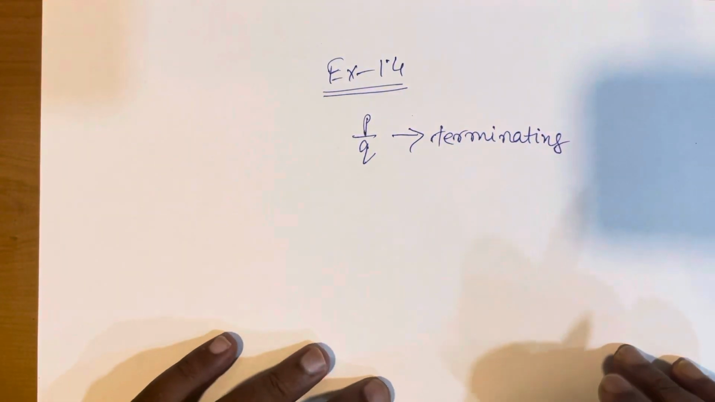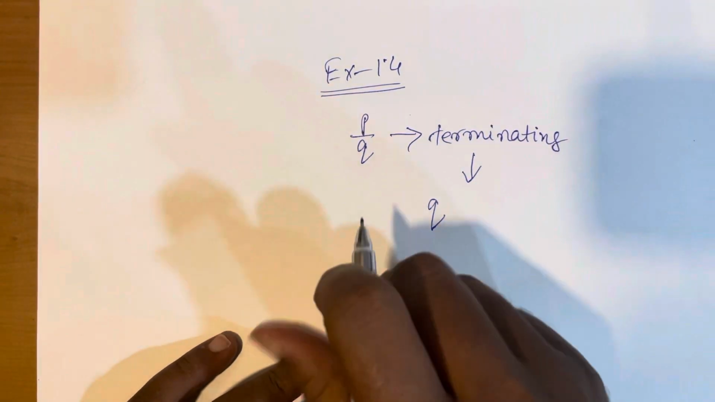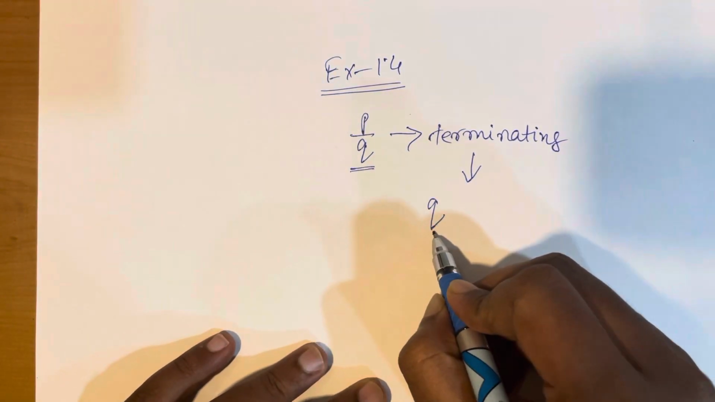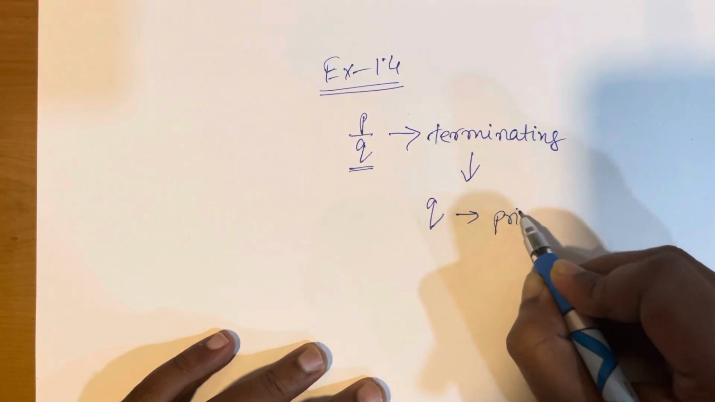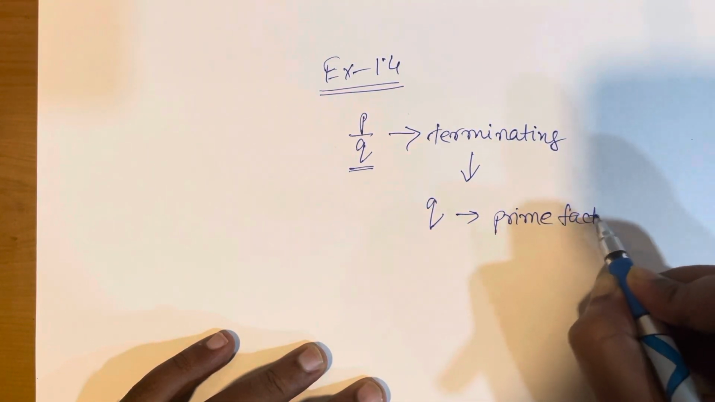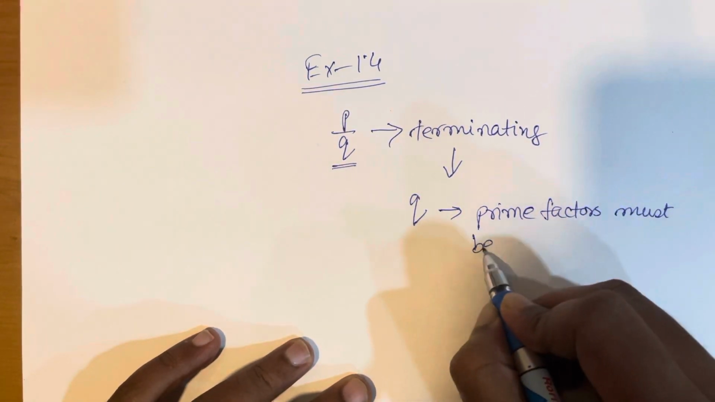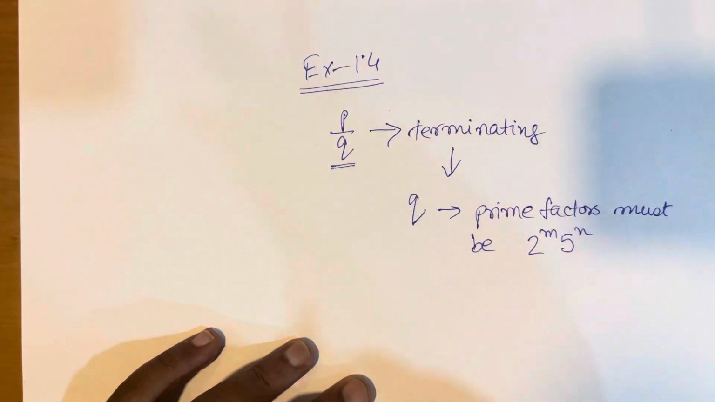So if it has to be terminating, then what should be the factor? In this case, q, we will take into consideration the denominator. The denominator on prime factorization means the prime factors of q must be of the form 2 to the power m into 5 to the power n.